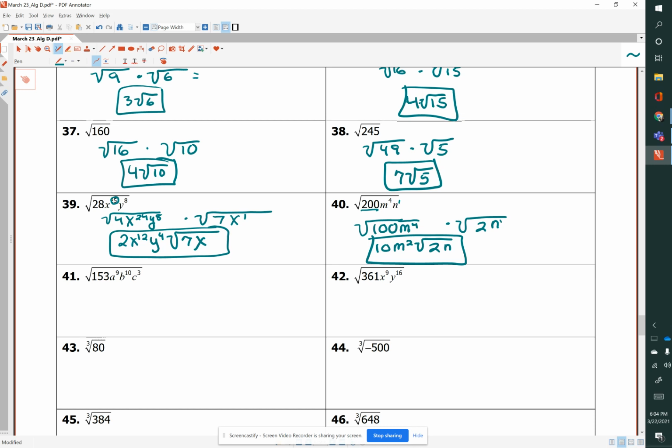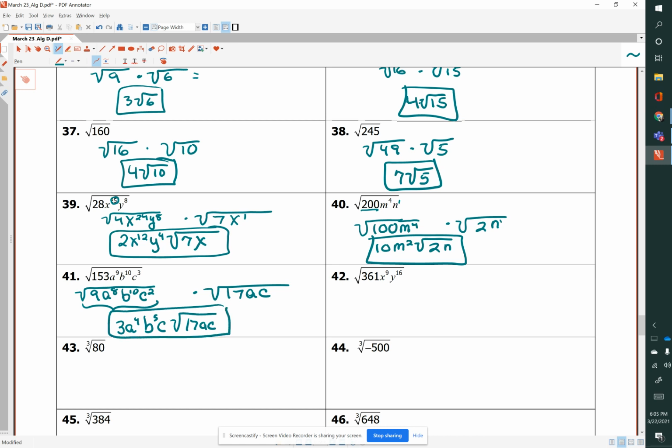Okay, number 41, 153 can be thought of as 9 times 17. So that would be a to the 8th, because we have to put an a over here. B to the 10th, c to the 2nd, we need a c over there. So the left side, square root of 9 is 3, a 4, b 5, c 1, and we don't need to put that exponent, times 17ac, and that is our final answer.